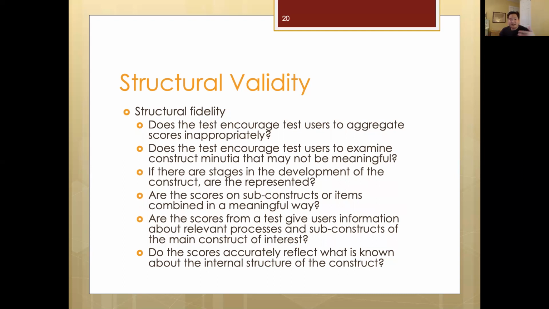There's stages in the development of the construct. Are they representative? How do you combine subscale scores? Right? Are you looking at your dimensions separately, or does it maybe make sense to combine them? For something like the Big Five, it doesn't make sense to combine those 5 different personality scores. But if you're looking at something like organizational commitment, it has 3 different dimensions, but they're all similar: normative, continuance, and affective commitment. You could average those together in a meaningful way.